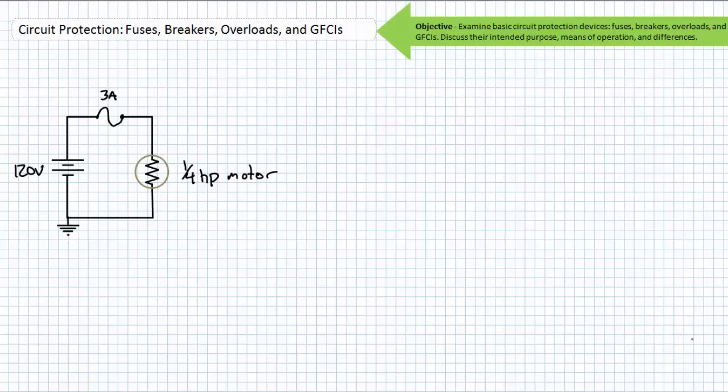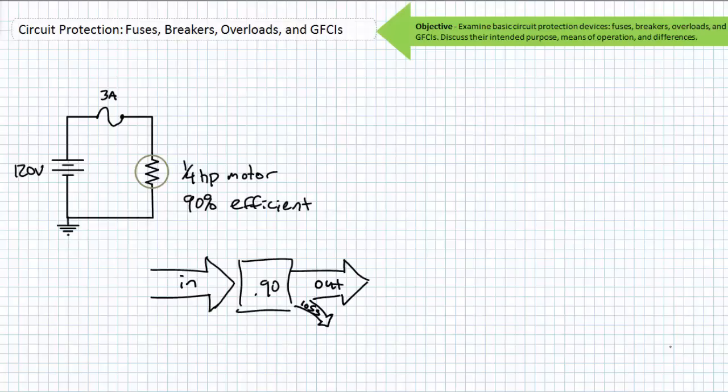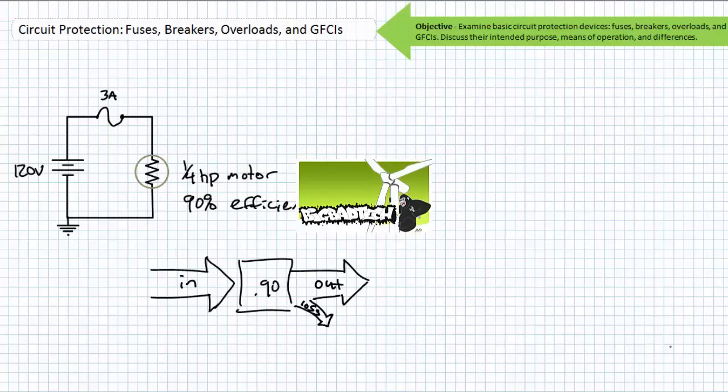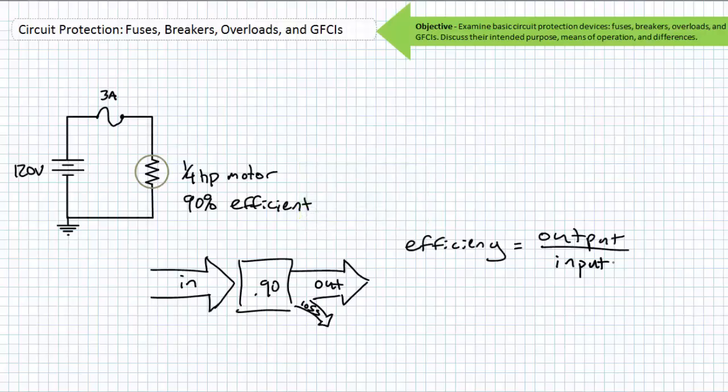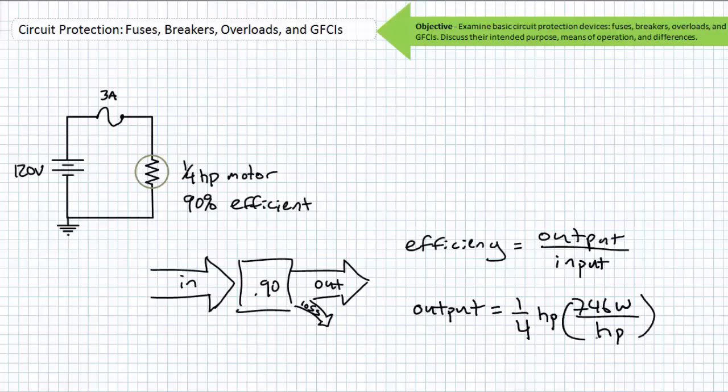Allow me to demonstrate. Consider a 1/4 horsepower motor designed to operate on 120 volts, protected by a 3 amp fuse in series with it. Let's say this motor is 90% efficient. Recall from the efficiency lecture, available at the Big Bad Tech channel, that efficiency is the ratio of usable output obtained from a certain input. A 1/4 horsepower motor will produce a 1/4 horsepower output, big surprise, when drawing its rated current. If 1 horsepower equals 746 watts, 1/4 horsepower equals 746 watts divided by 4, or 186.5 watts of usable output.